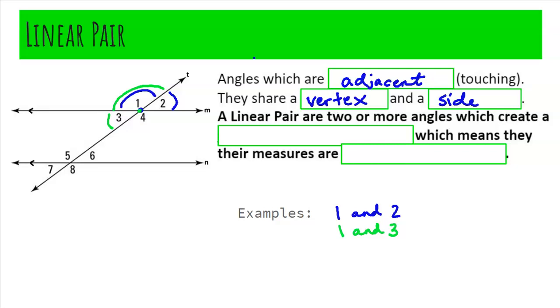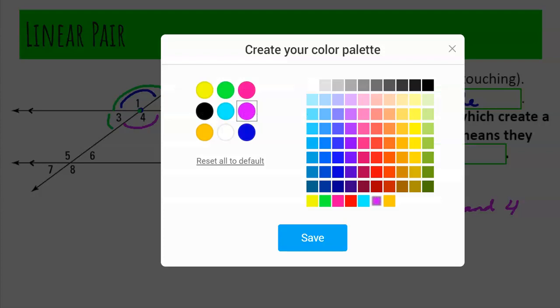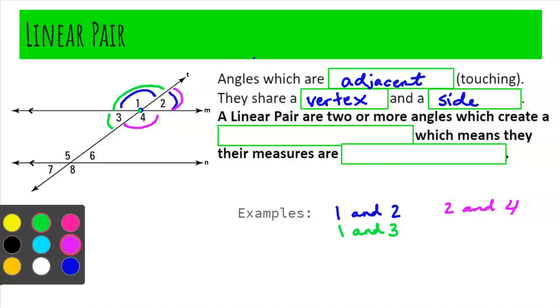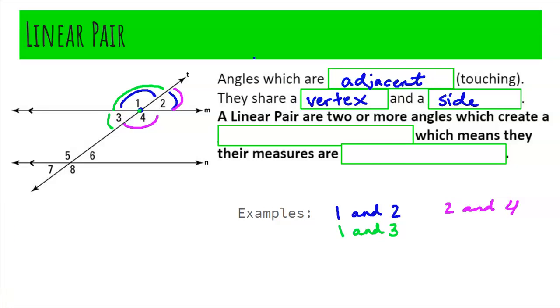Now there are a ton of them in this picture. So we also have angle 2 and angle 4, as well as angles 3 and 4.